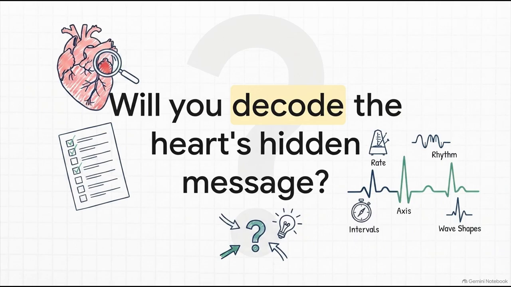Well, we've covered a ton of ground today, moving from a rigid 7-step checklist all the way to pinpointing a blocked coronary artery. By systematically checking the rate, the rhythm, axis, intervals, and the specific shapes of those waves, you completely strip away the chaos. So, I'll leave you with this thought.